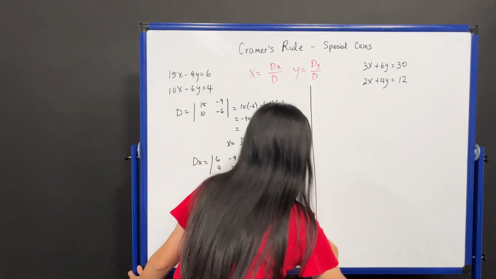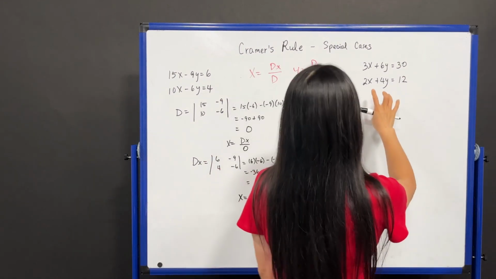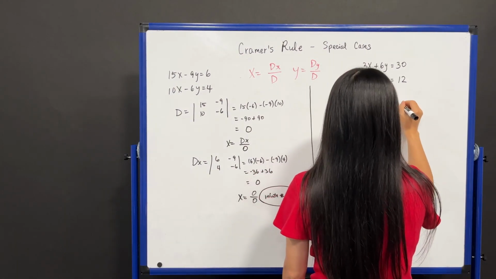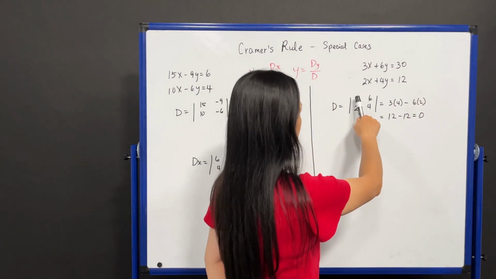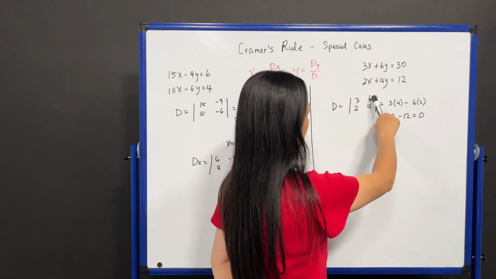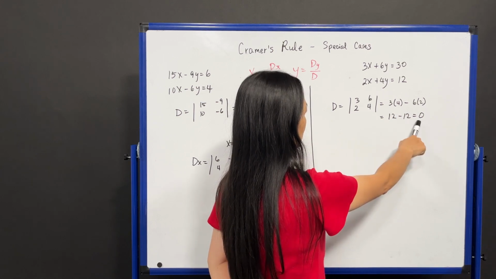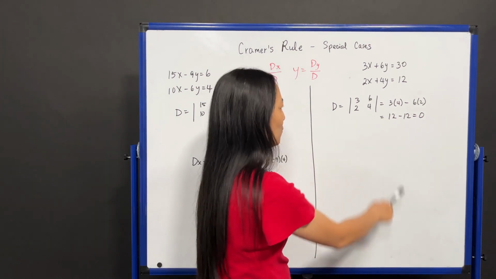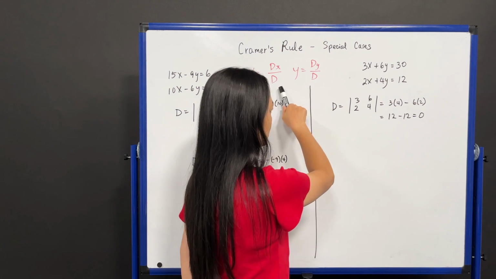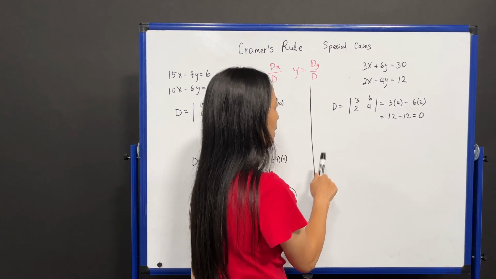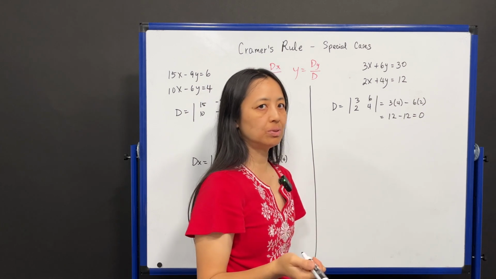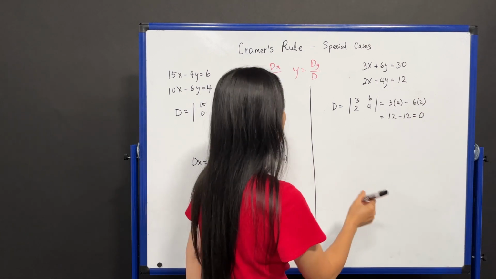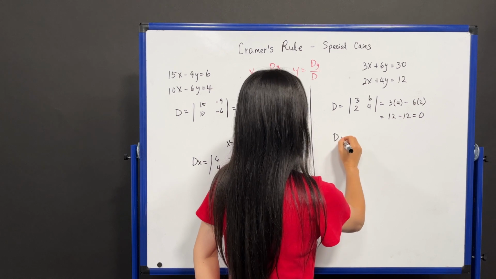And I think you know what this one is going to be. Our determinant is equal to 3 times 4 minus 6 times 2, and we get 0. When the denominator is equal to 0, we will have one of two possibilities: an infinite number of solutions or no solutions. To figure out which one, we need to find the numerator. So we're going to look for d of x.